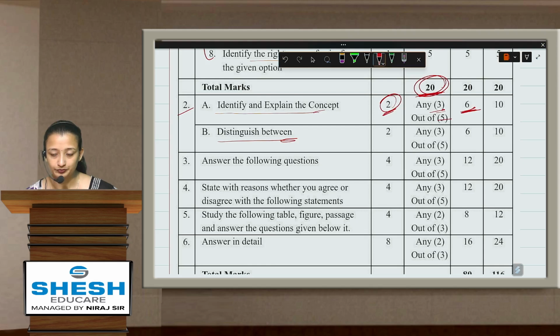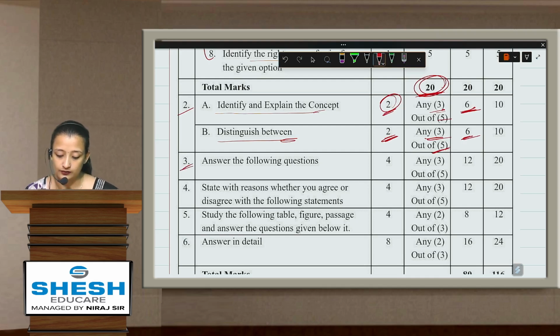Distinguish between, again, any 3 out of 5. 5 questions will be there. You have to attempt any 3 in options. 2 marks per question. Now 2 marks per question means you need to write 2 points at least. And 6 marks total for distinguish.